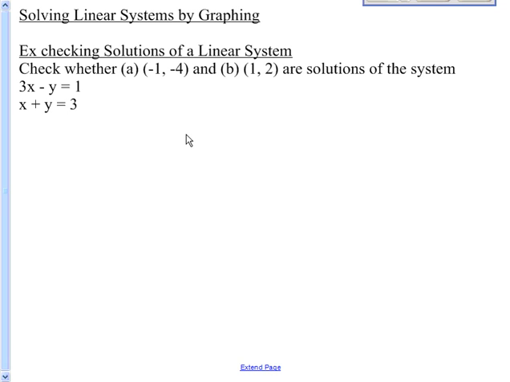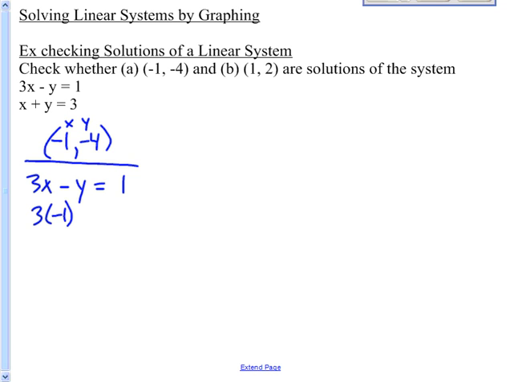So we're checking, first of all, is (-1, -4) really a solution? And again, a solution to a system means it has to satisfy both of those equations. So all I have to do is plug it into each of them, and if they're both true, it's a solution. If one of them is false or both of them are false, then I will say that point is not a solution. So let's plug in this x, y initially into the first one: 3 times -1 minus the -4. Does that equal 1?